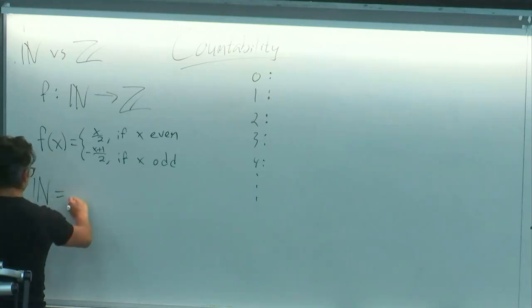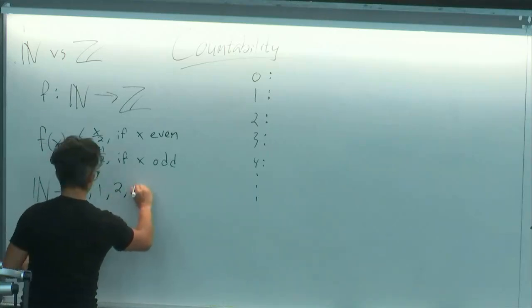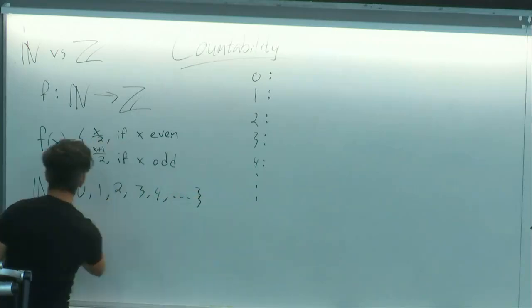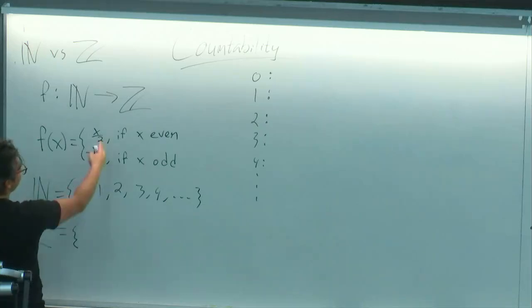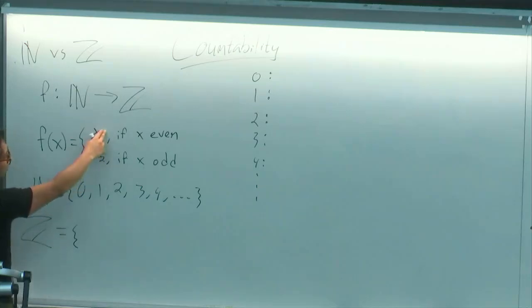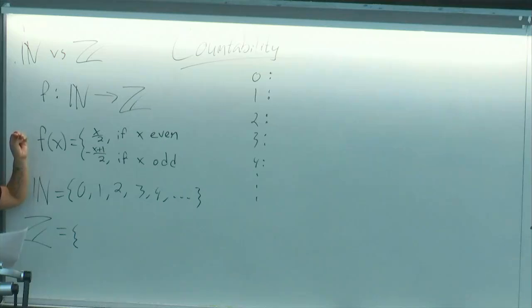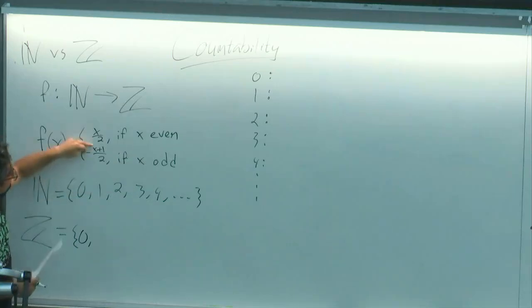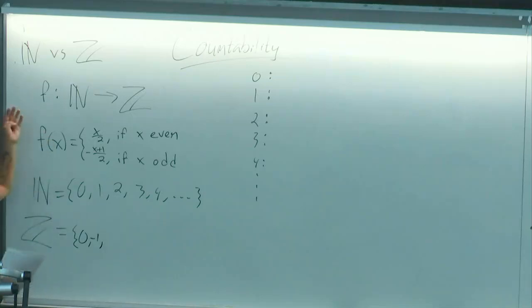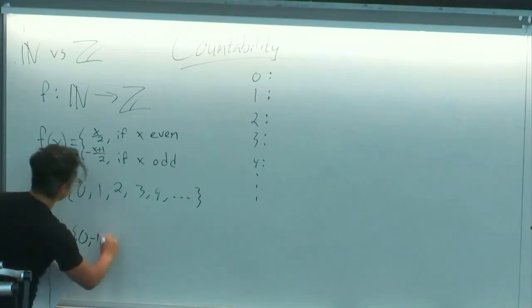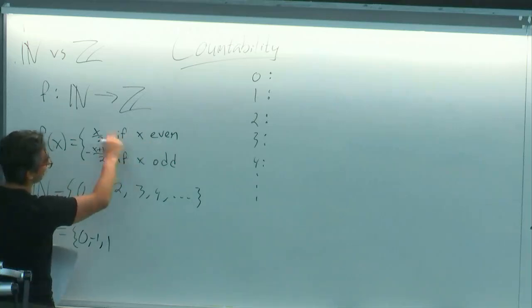If we map out, well, we have 0, 1, 2, 3, 4, and so on. And the integers, there's a lot of ways we could write it, but let's see what happens here. If I plug 0 in here, what does that map to? 0 is even, so 0 over 2 maps to 0. If I plug 1 in here, 1's odd, so 1 plus 1 is 2 over 2, that's negative 1. And if I plug 2 in here, 2 is even, so 2 over 2 is 1.